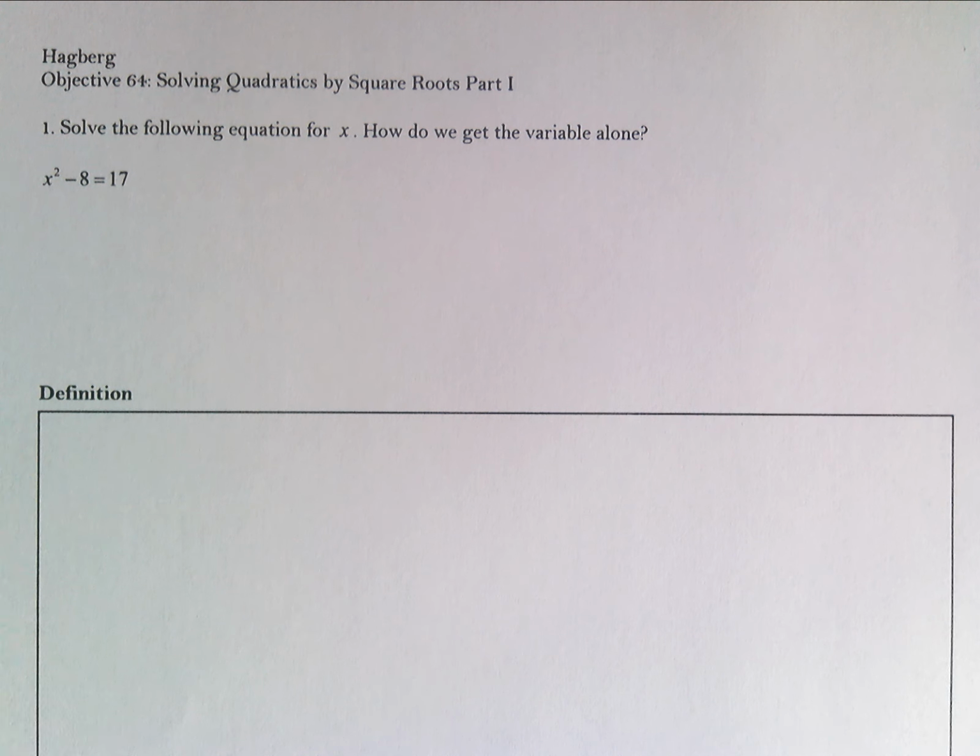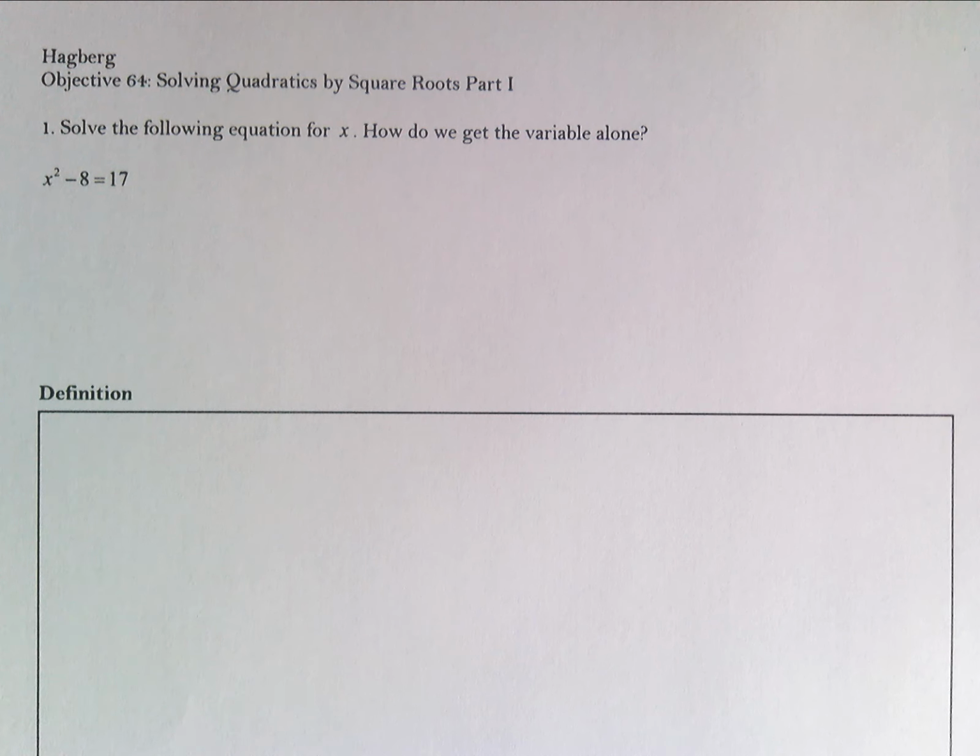All right, here we go with objective 64, solving quadratic equations using square roots. So today we're going to talk about another way of solving these quadratic equations, and I argue it's a little bit easier than what we've learned in the past. We're going to revisit some of the ideas that we learned in the previous unit on radicals when we're talking about square roots. Let's take a look at this first example.